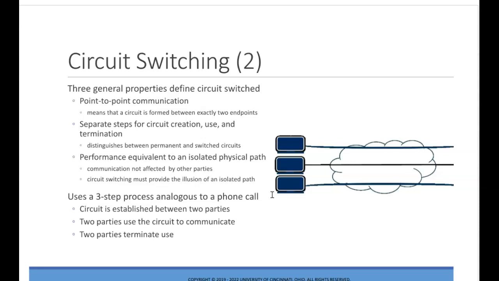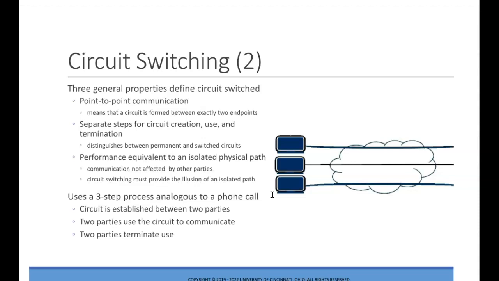Third, the performance of the communication path must be equivalent to an isolated physical path, so the communication between two parties is not affected in any way by communication among other parties. In other words, circuit switching must provide the illusion of an isolated path for each pair of communicating entities.